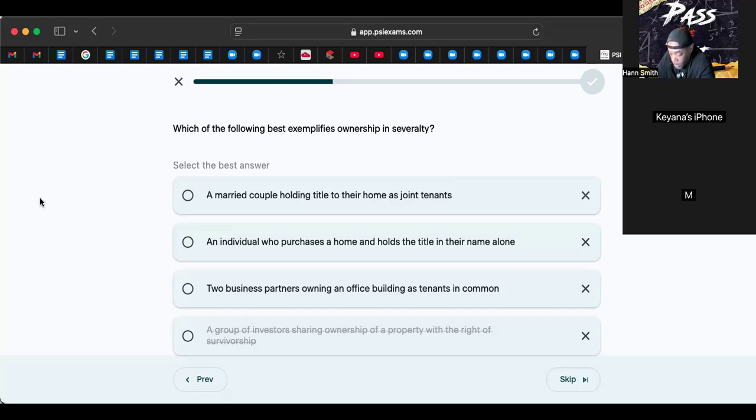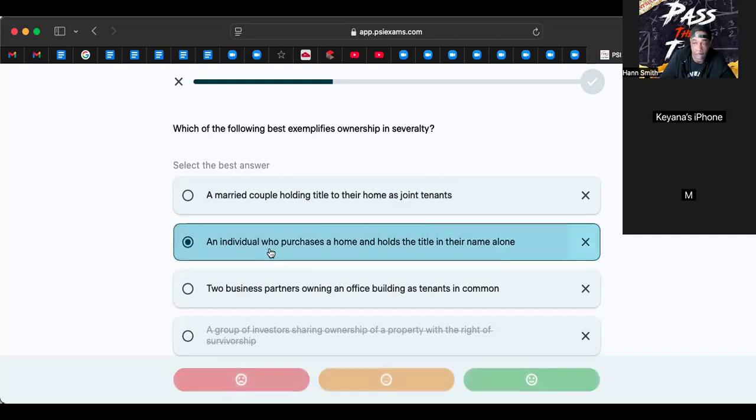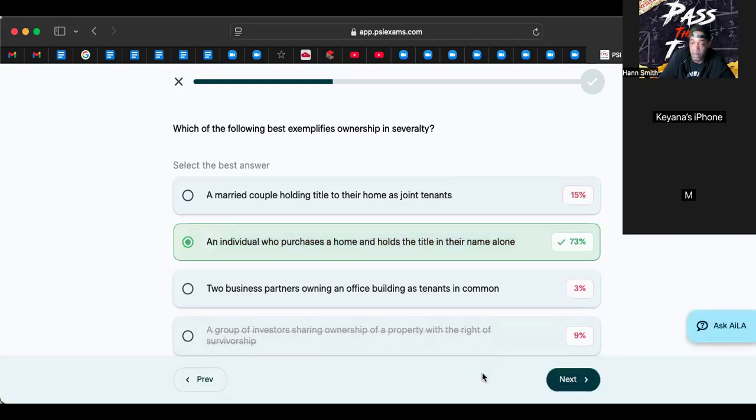What y'all think in terms of eliminating one? So you said severalty, it sounds like a lot of people, but it's really only one. There you go. An individual purchases a home. That's the key right there.